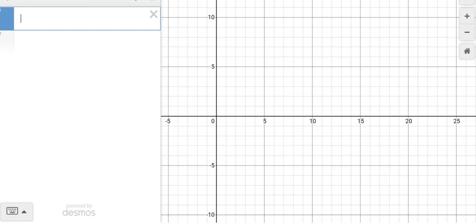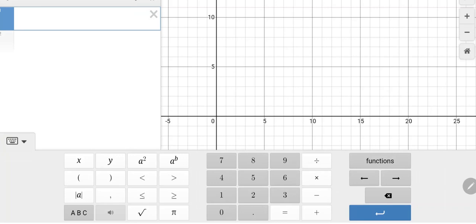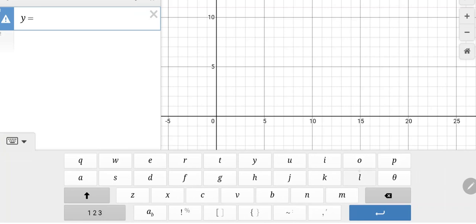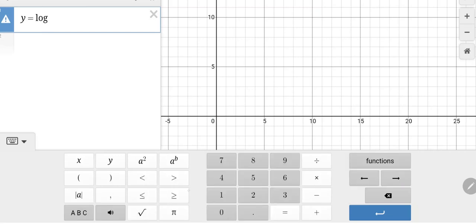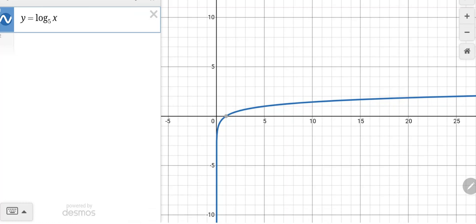Okay, so I'm going to type in some values. If you want to use the log, we can say y is equal to, and the ABC button will allow us to type in log, L-O-G. Then if we press the A and the B, we can see that it'll take us to a base. So we can go back to our numbers, put in 5, and then take it back up so we can put an x. So this plots our graph.